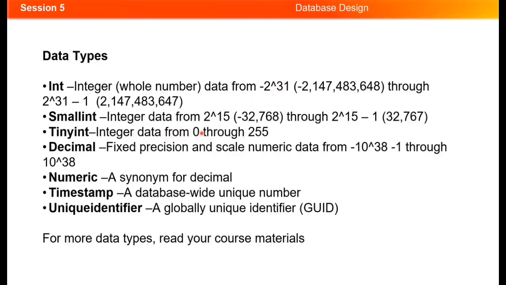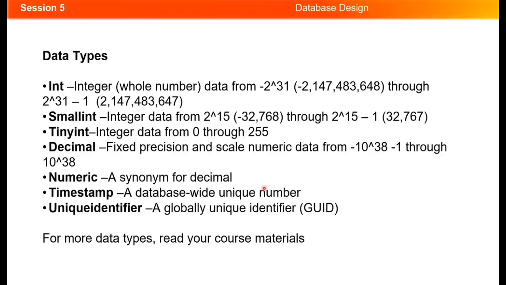And there's a tiny integer, which only goes from 0 to 255. It doesn't contain negative numbers. These two, the int and the small int, allow you to use negative numbers. There's decimal. So if you need some kind of precision and you need decimals, obviously decimal. Numeric can also be a synonym for decimal.